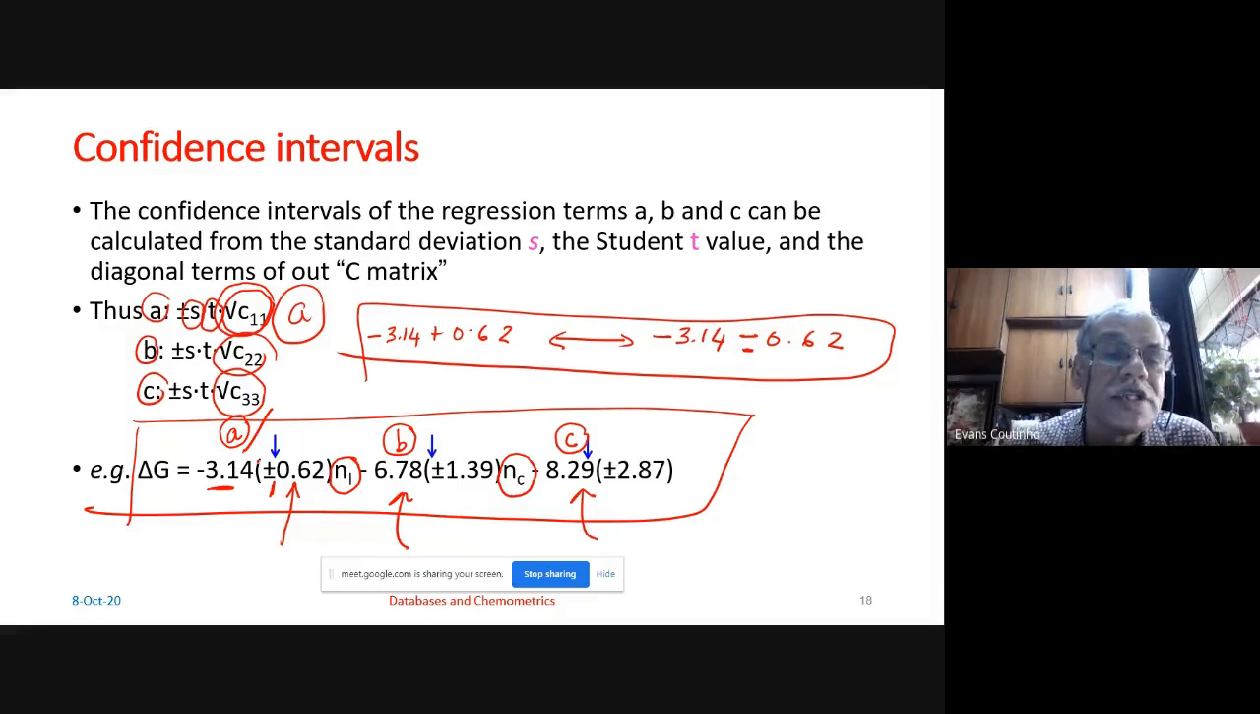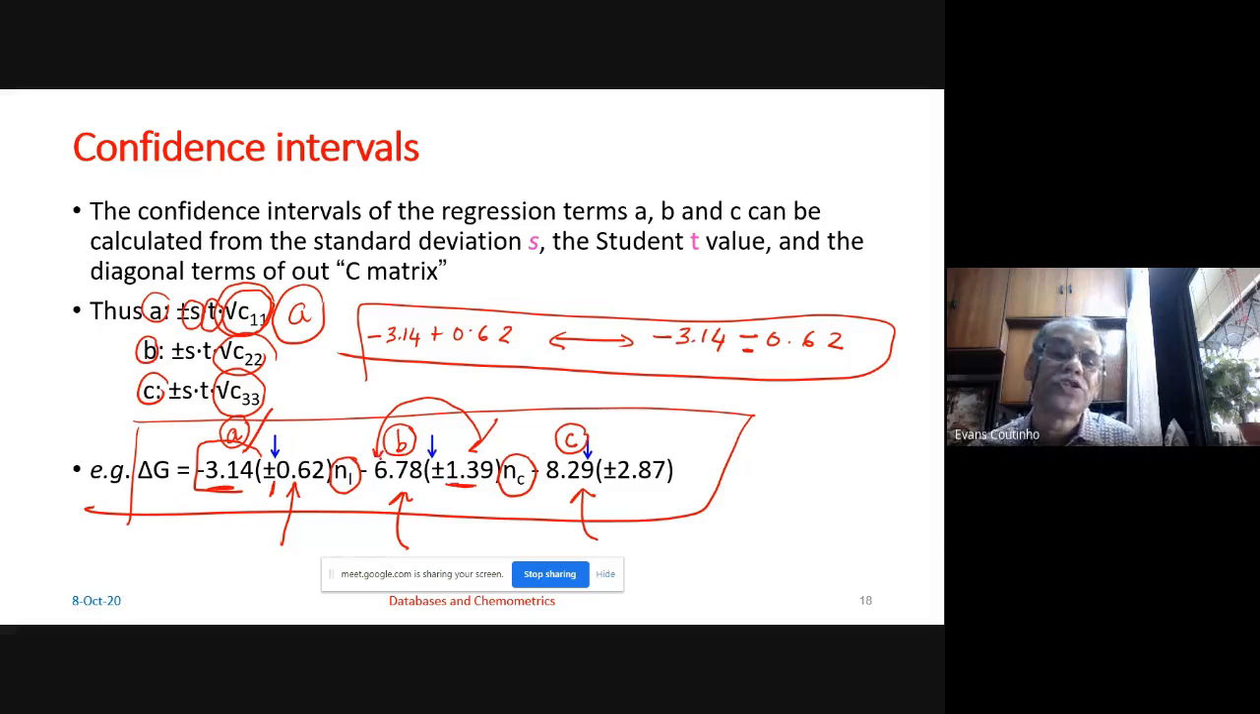If they are close to zero, that means you can say the A value is bang on minus 3.14. If the confidence interval is zero, it means that the B value is bang on minus 6.78. But here we have the confidence intervals which show you the range for the B values. In essence, these confidence intervals should be as small as possible in relation to the coefficient values.